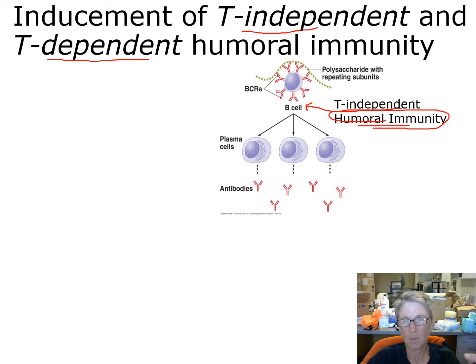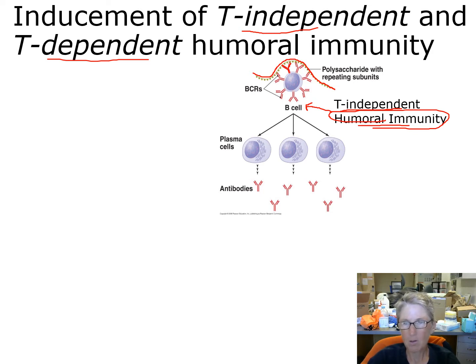But in this cartoon, it shows our hero, the B cell, and these Y things sticking out of its cell membrane. Those are B cell receptors. And what it's doing is the B cell receptors are recognizing this green thing, which they're calling a polysaccharide, or many sugars, with repeating subunits. So in this cartoon, the B cell recognizes this polysaccharide, and it doesn't need a helper T cell to activate it to become a plasma cell.